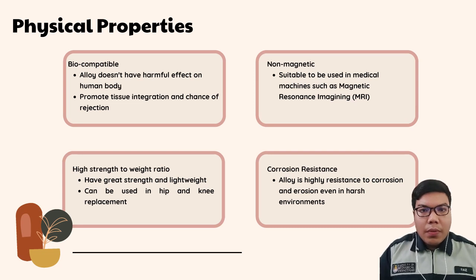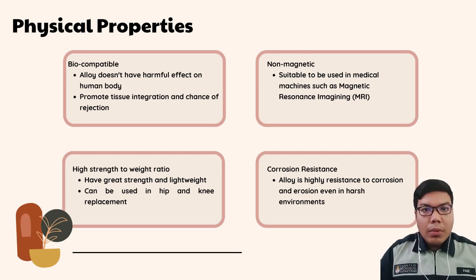Next physical property of this titanium is that it has a high strength to weight ratio, making it an ideal material for medical implants and devices that need to be strong and durable but also lightweight. This property is particularly important for implants that need to support the weight of the body, such as hip and knee replacements. This titanium is also non-magnetic, which makes it suitable for medical devices such as magnetic resonance imaging (MRI) machines, where magnetic interference can cause issues.